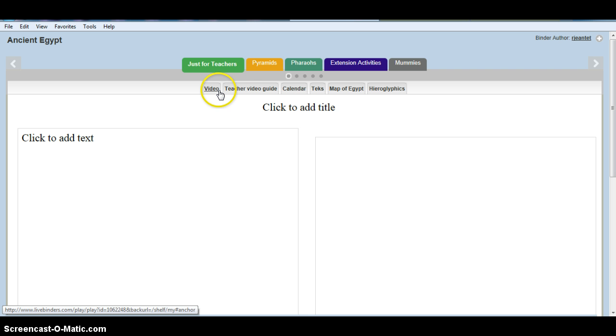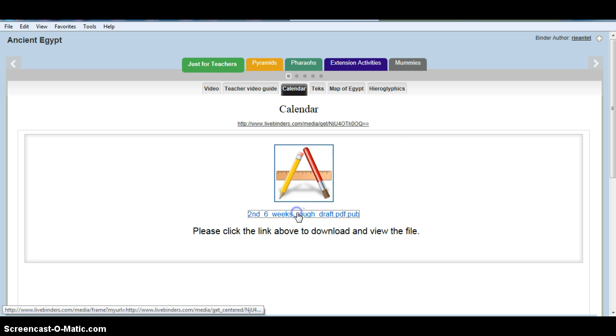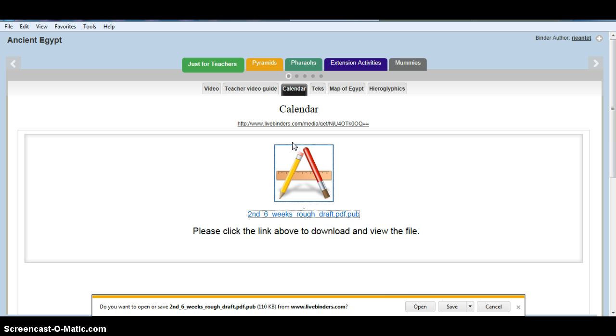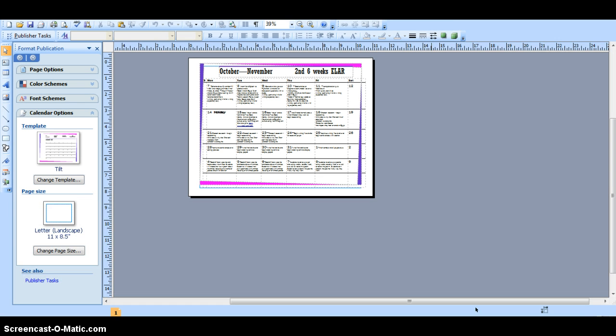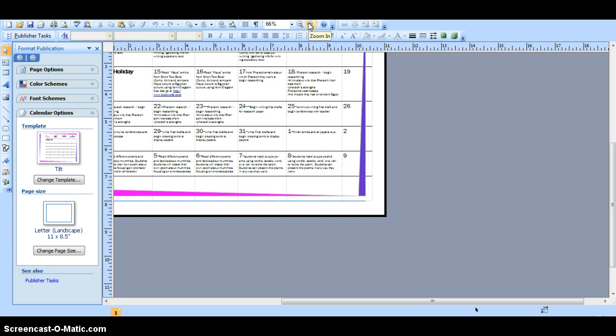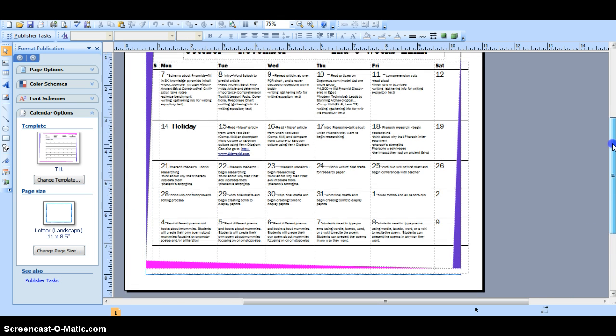It has a video that the teacher can use to introduce ancient Egypt with a video guide. It also has a calendar of the events for the whole unit. I laid that out to have for me next year whenever I do the unit again. It has a whole 6 week unit on the different components of ancient Egypt that we cover.